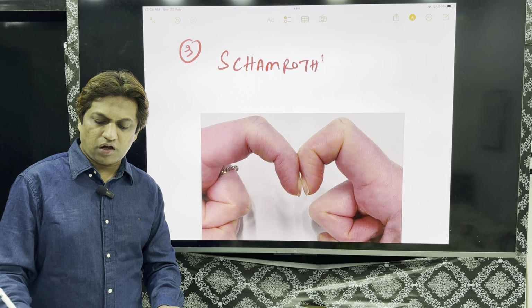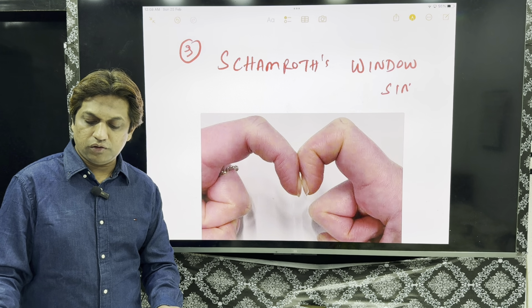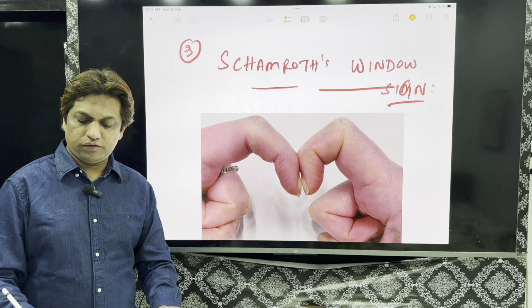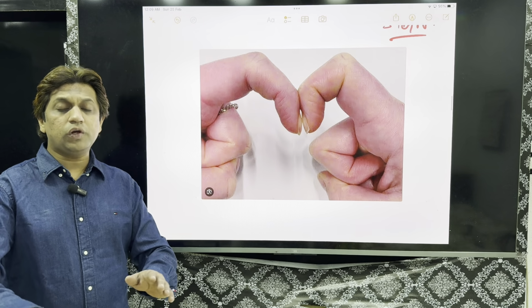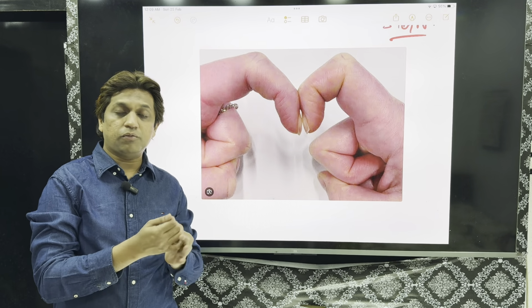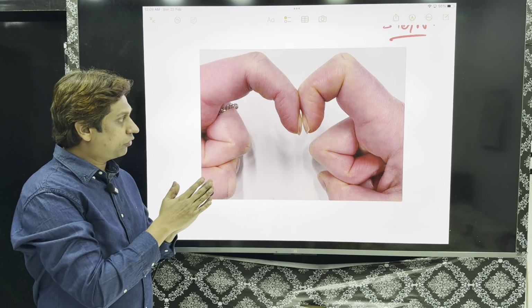So it is known as Shamroth sign or Shamroth's window sign. Okay, Shamroth's window sign. To check for this window sign, you have to see that clubbing will first appear in which fingers? Usually it appears either in the thumb or the index finger, the first fingers for the process of clubbing to start.